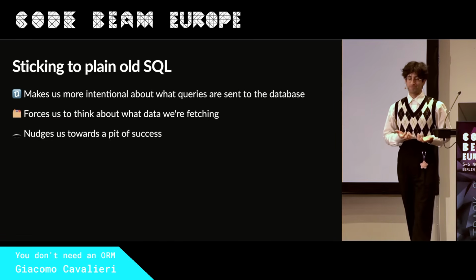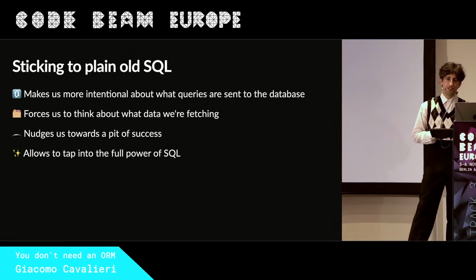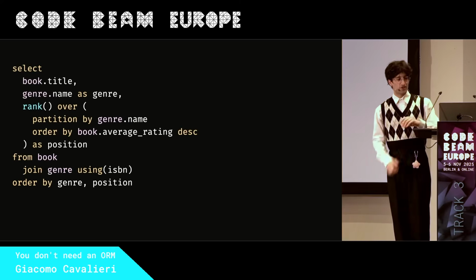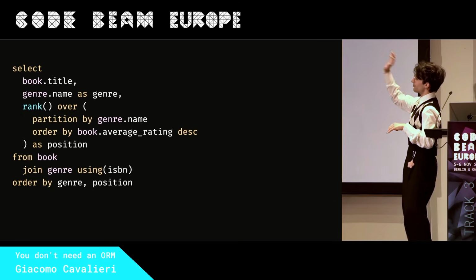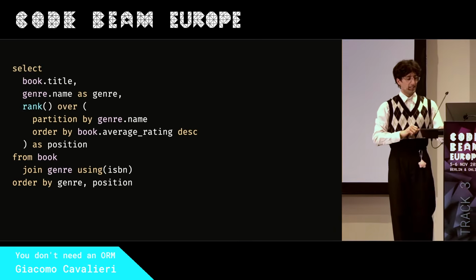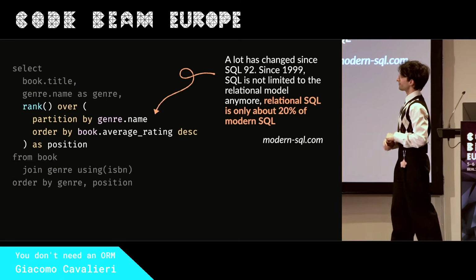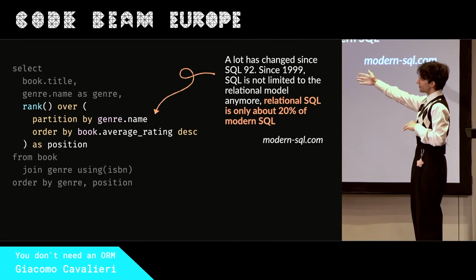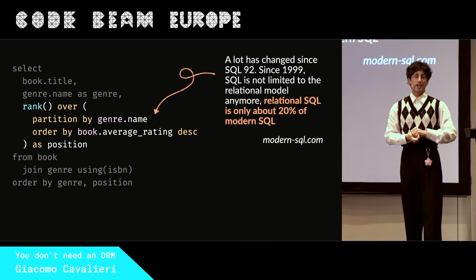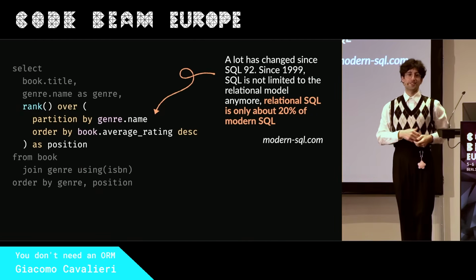Also, by sticking to SQL, we can tap into its full potential, and SQL is quite the powerful language. Take this query, which is doing something quite remarkable for such few lines of code. What we're doing here is building a ranking of books, where each book is going to be assigned a number, a position, based on its average rating inside its genre. So the best science fiction book is going to be number 1, then number 2, 3, and so on.